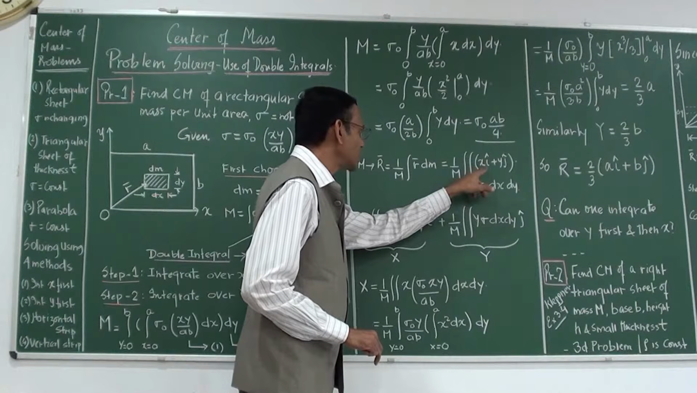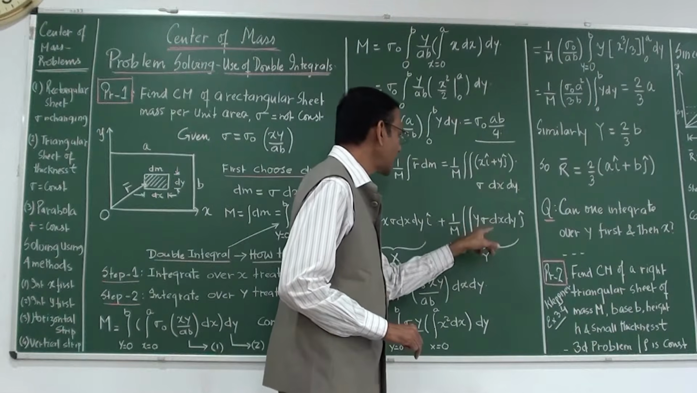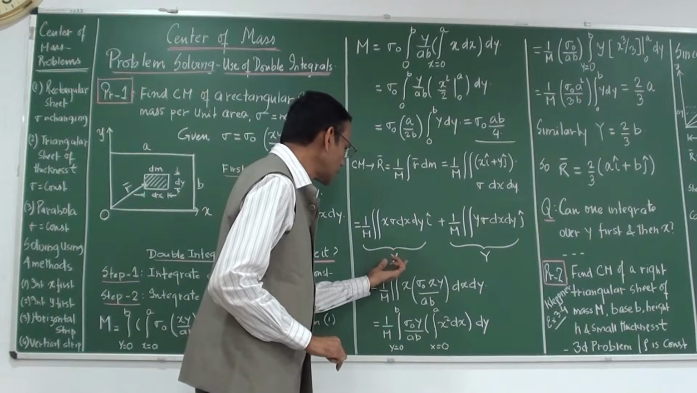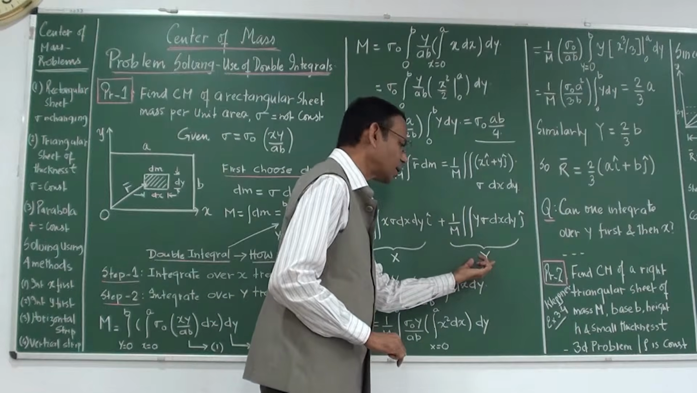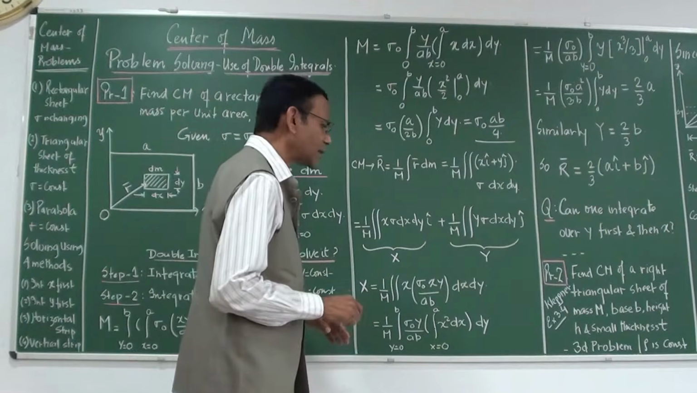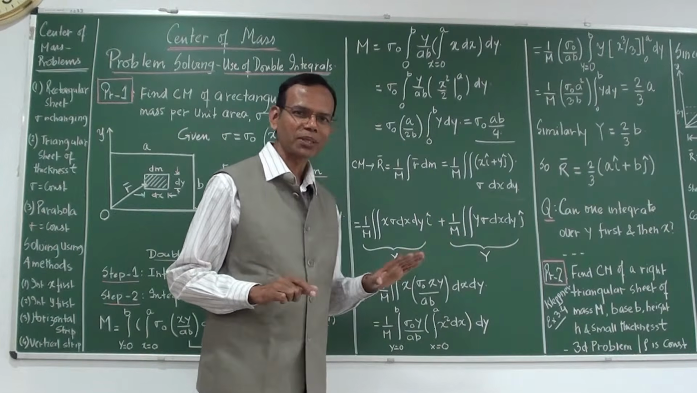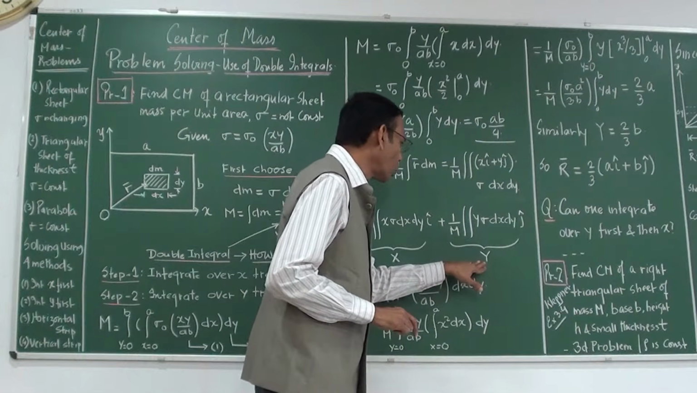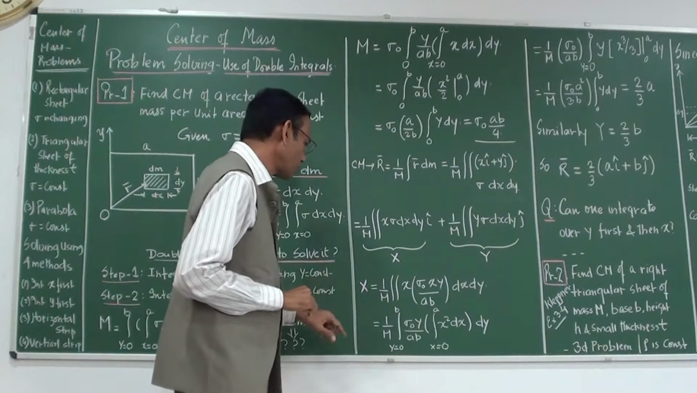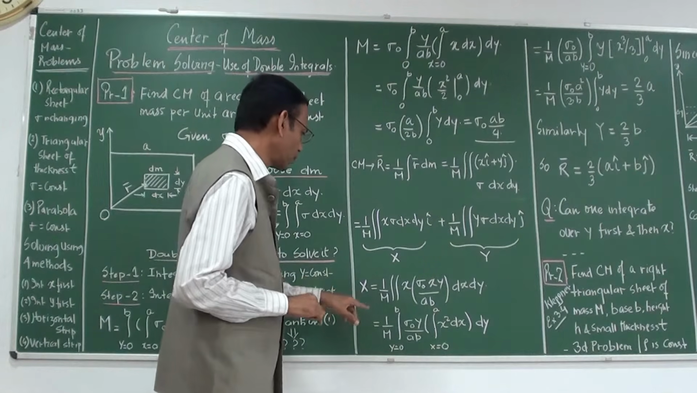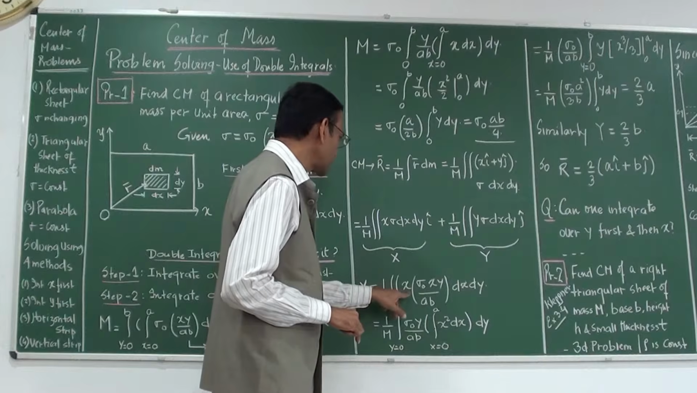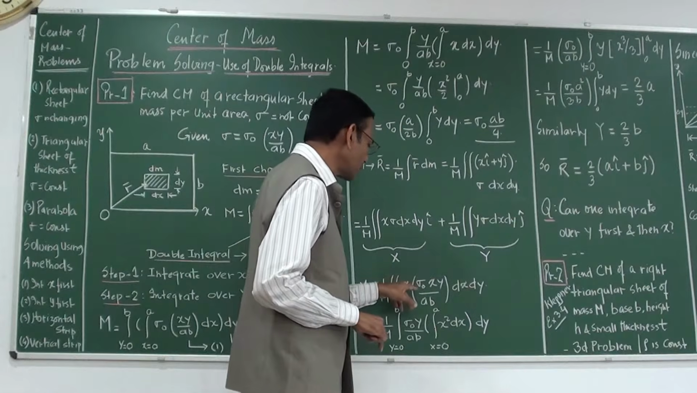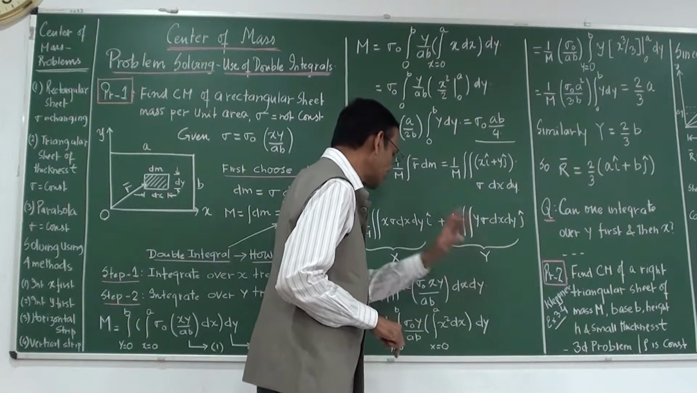So what I do, I separate i cap and j cap and write these two expressions separately. Then I write this as capital X and capital Y. Because this is the way, if we do it, it is easier and you will not make a mistake. So this is the x component of the center of mass and this is the y component. Let us calculate the x component. So 1 over m, the same 1 over m, times sigma 0 xy by ab, substituting that sigma, dx dy.